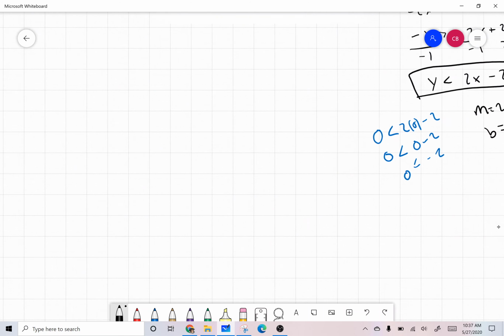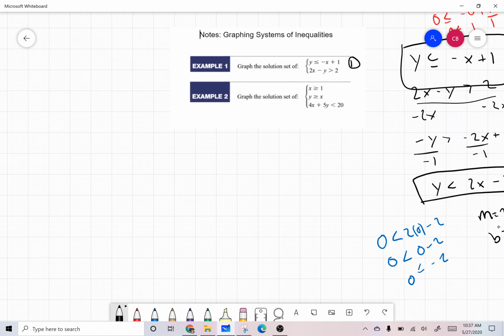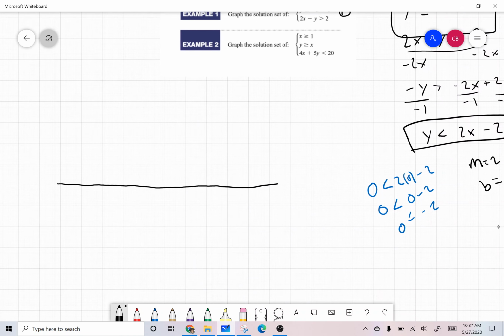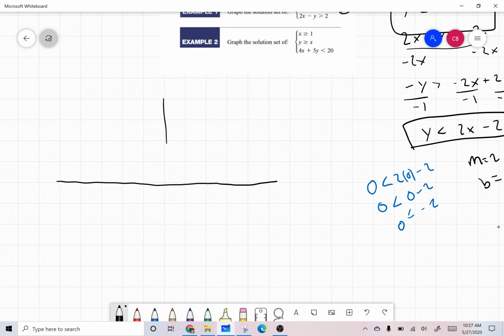Let's do it again, but let's do it with another problem. I guess I need more space, so let's go down here. Okay. Darn it, I keep drawing this crappy. Let's get it right. I should use the ruler probably.